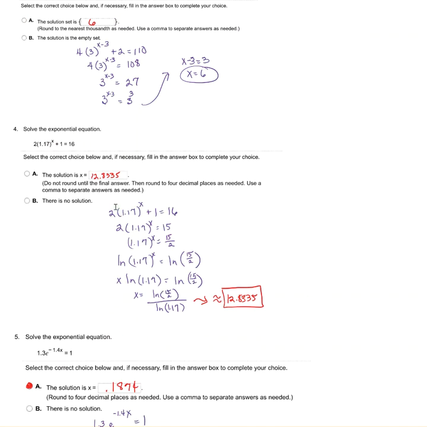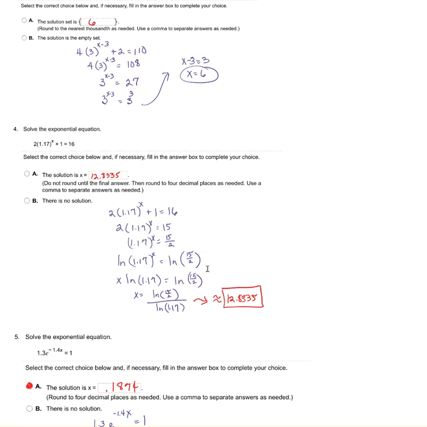All right, number 4, solve the exponential equation. Subtract 1. We've got 2 times 1.17 to the x equals 15. Divide by 2. So we're isolating this.